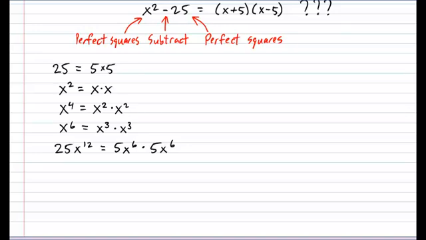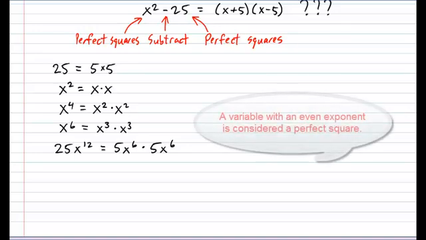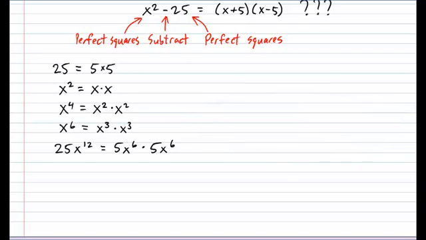Have you noticed a pattern about when a variable is considered a perfect square variable? Congratulations to you if you realized that a variable can be considered a perfect square if it has an even exponent. So, now that you're able to recognize when a monomial is considered a perfect square, how does this apply to this particular factoring technique? Easy.